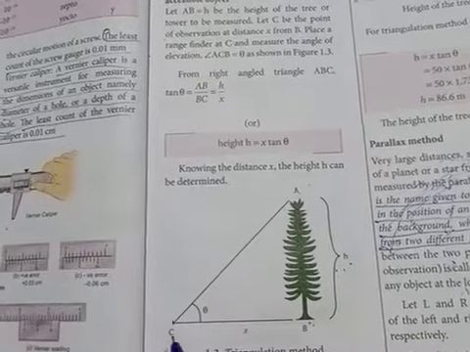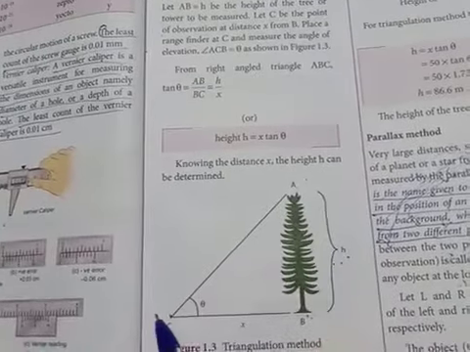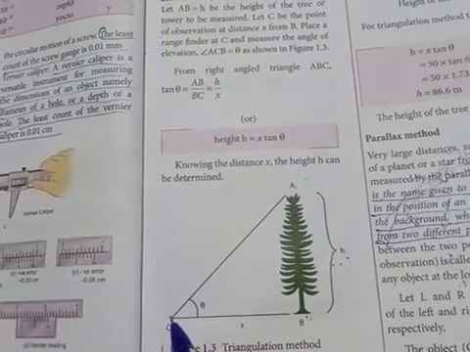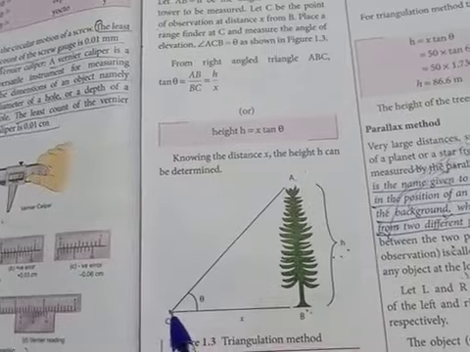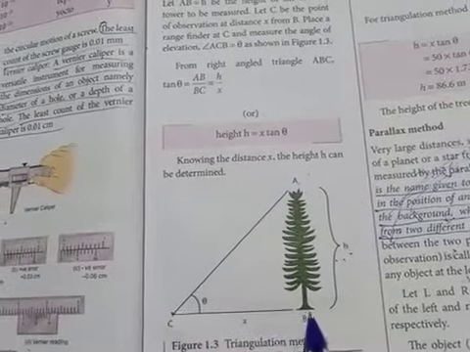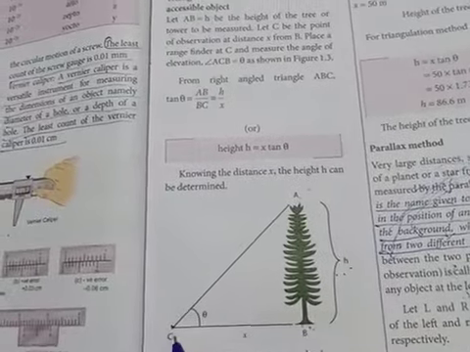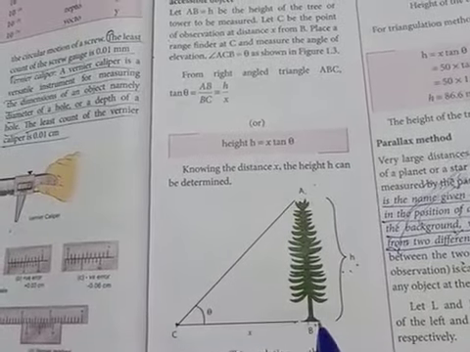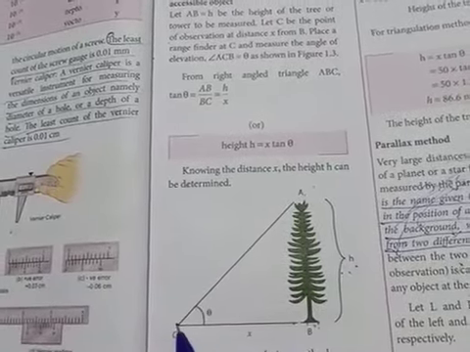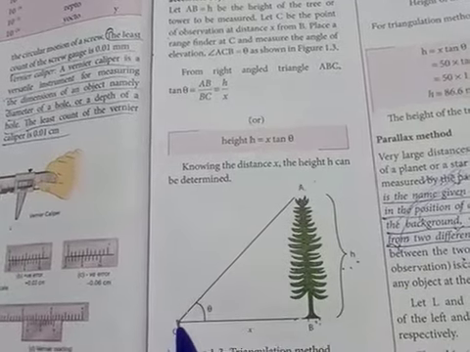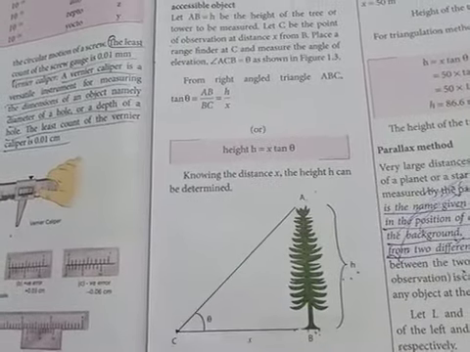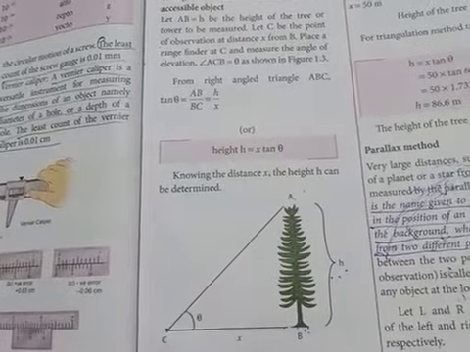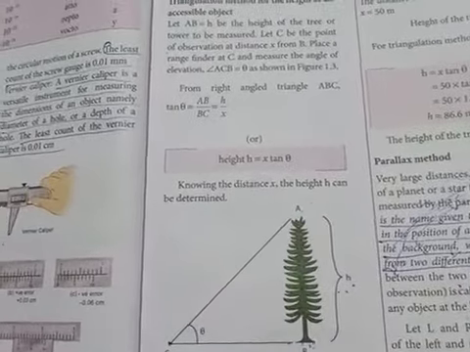So what you can do is stand in front of that tower. Here it is considered at a point C, the point of observation, at a distance X from B. So there is an observer. Assume that you are standing here, and now place a range finder at C and measure the angle of elevation.